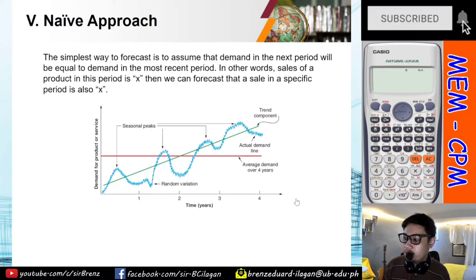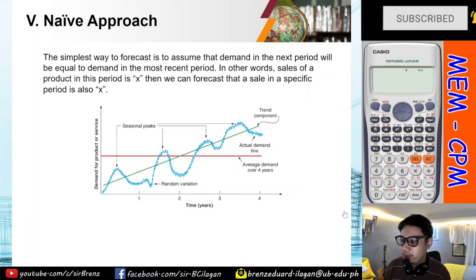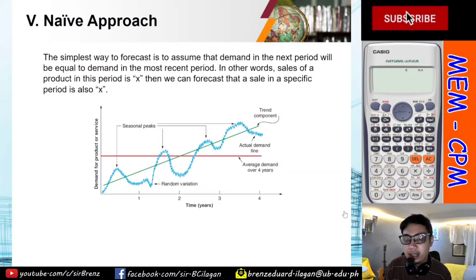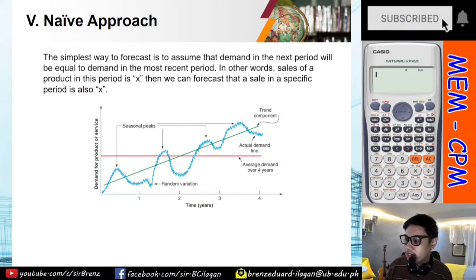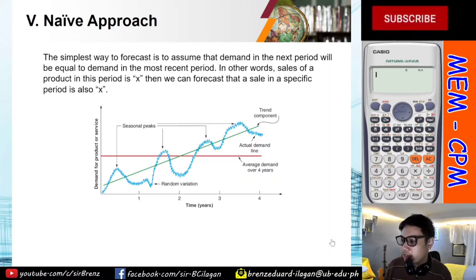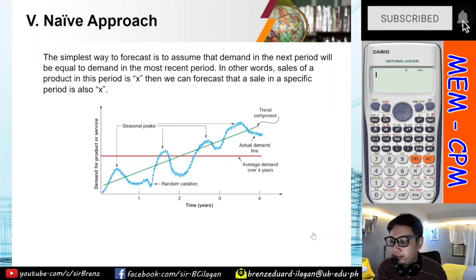It turned out that for some product lines, this naive approach is the most cost-effective and efficient objective forecasting model. At least it provides a starting point against which more sophisticated models that follow can be compared. Therefore, we can conclude that the naive approach is a forecasting technique that assumes that demand in the next period is equal to demand in the most recent period.